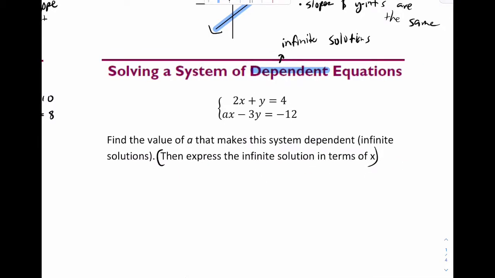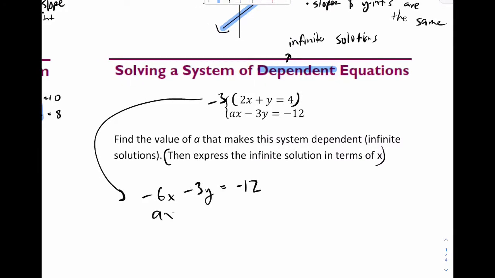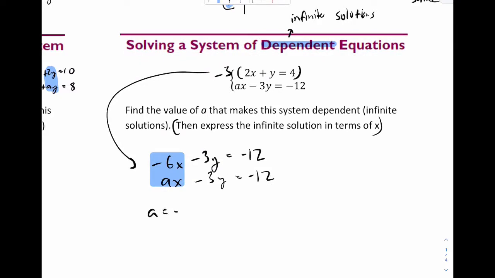For the first part, find the value of A, we'll do the same thing. Let's make the equations match. So I'm going to multiply this one by -3. So that would be negative 6x minus 3y equals -12, and leave the second equation alone. Remember, we're trying to make them match, so just look right here. And I can see that A must equal -6, and we're done.